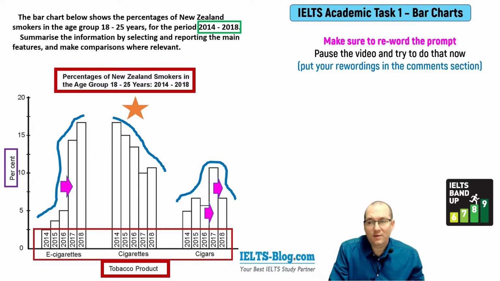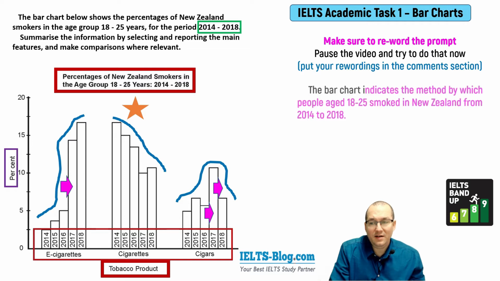Don't spend too much time doing this. What I recommend now is try to reword it yourself, and then put your reworded prompts in the comments section below. So maybe pause the video now and try to write your own and then check mine. And here's mine. The bar chart indicates the method by which people aged 18 to 25 smoked in New Zealand from 2014 to 2018. And you can see that I've changed quite a bit.